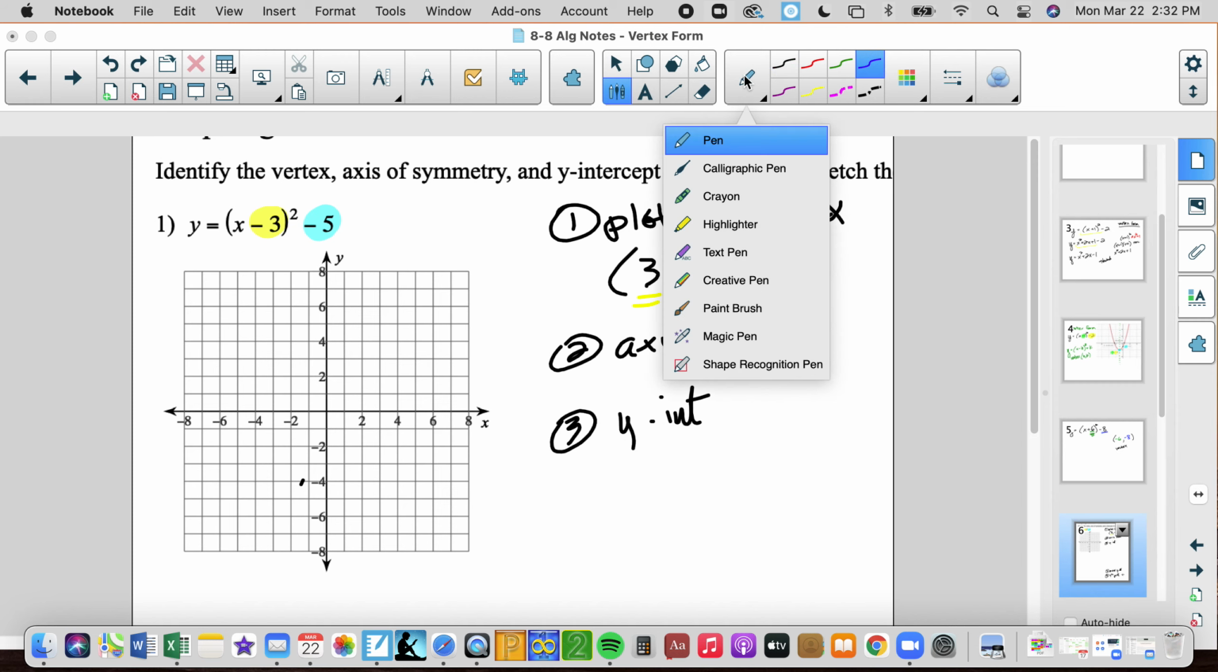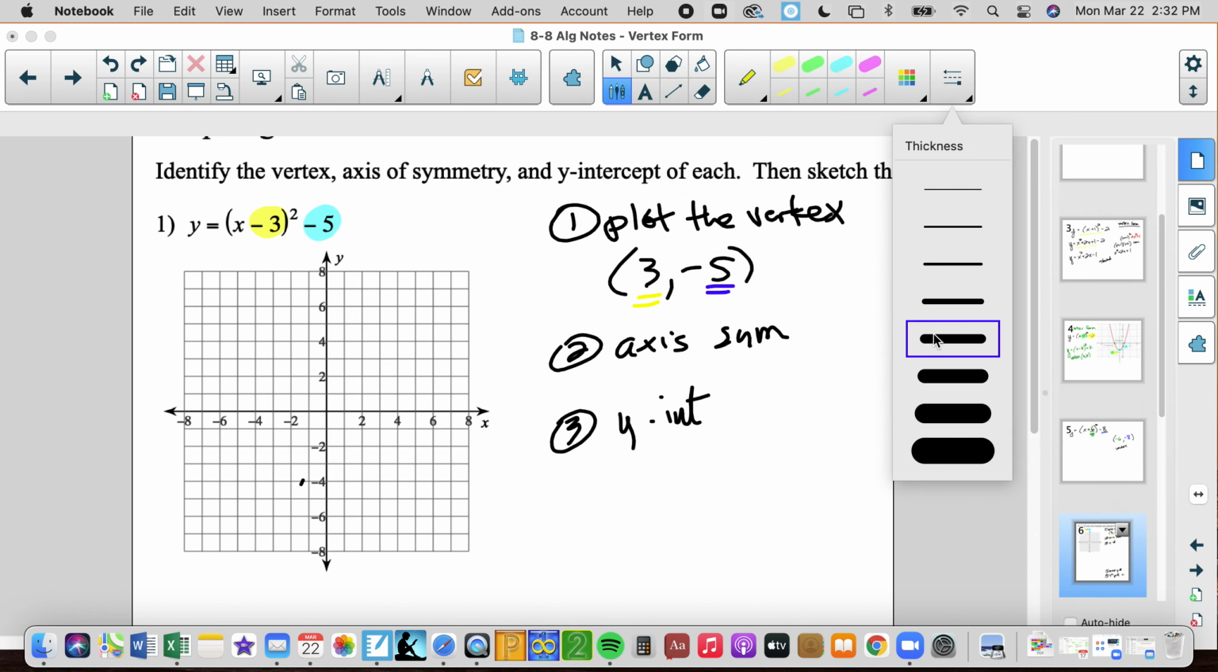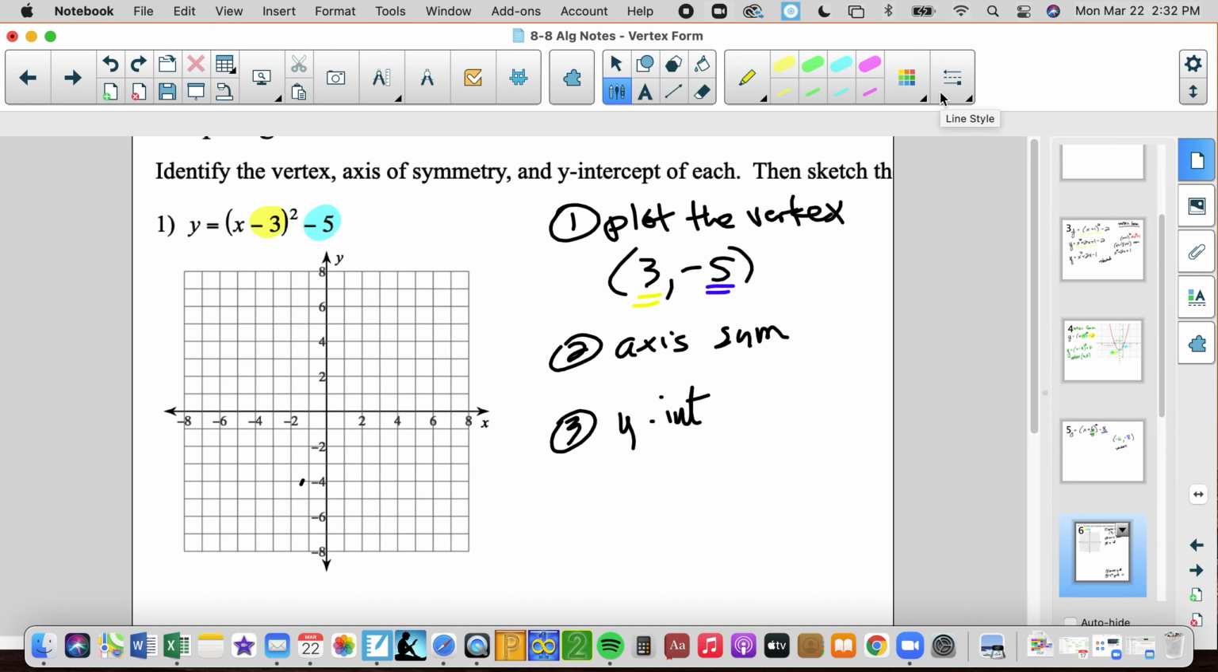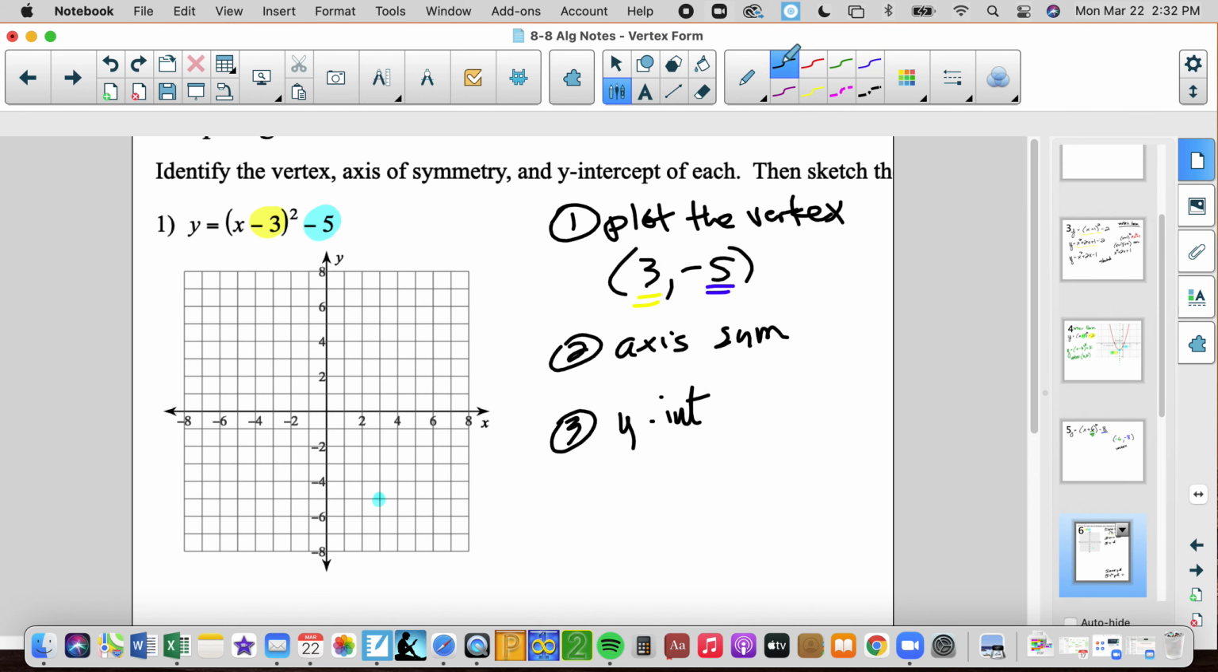Now we're going to plot that. We're going to graph it. So let's make this a little bit smaller. So 3, -5. 1, 2, 3 on the x, -5 on the y-axis. All right, so there's my vertex. I'm going to label it because I always label points after I graph it. 3, -5.